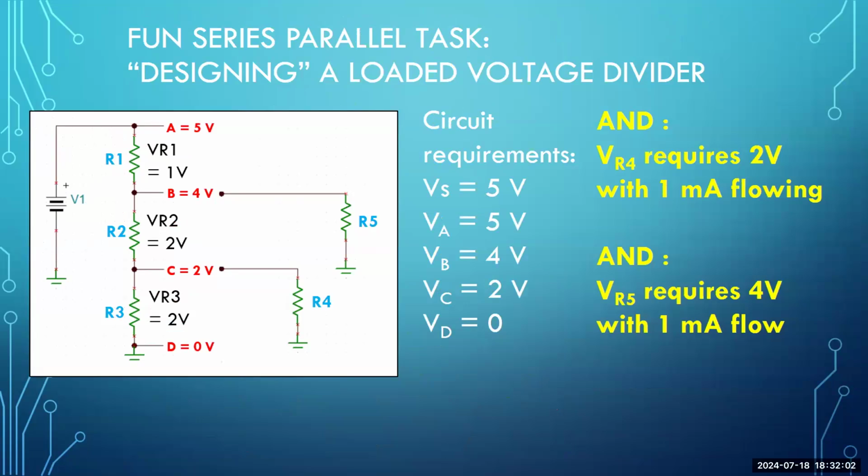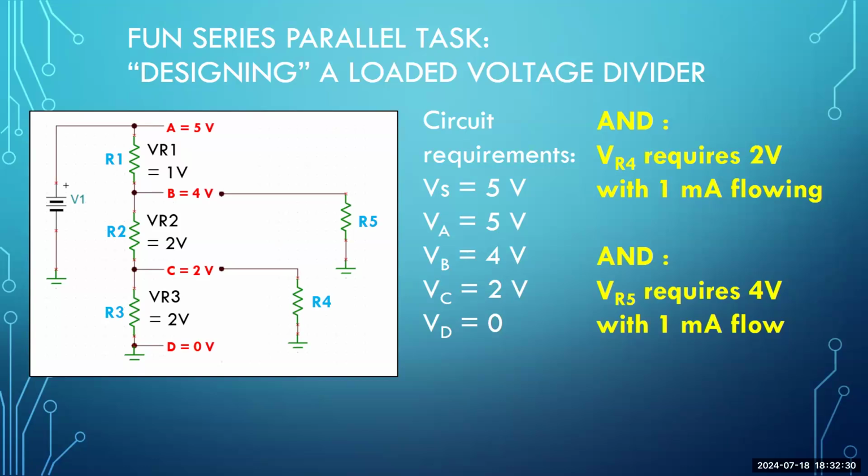shows the practicality of us attaching a load, in this case R4, attaching another load, in this case R5, and we're going to attach the loads to the voltage divider at very specific points. R4 will be attached to point C. The other side of R4 is at ground. R5 is going to be attached at point B. The other side of R5 will be at ground.